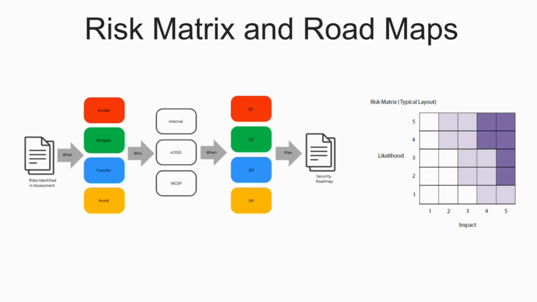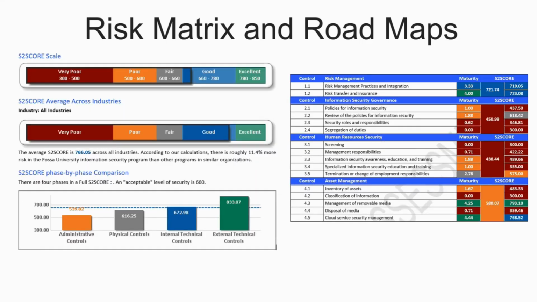And I'll show you a little bit deeper on the next slide. As I mentioned, it goes from 300 to 850, and each one of these sections would be scored overall. At the bottom, administrative controls have fallen in the poor section. Physical controls fall in the fair. Internal technical is good, and external is almost perfect, so it falls in the excellent.